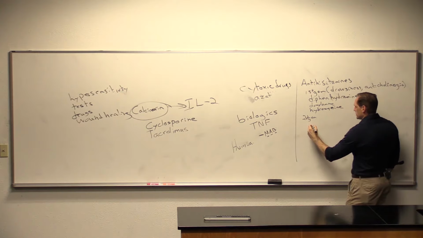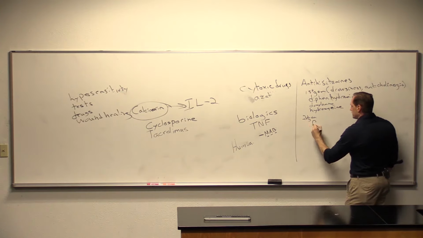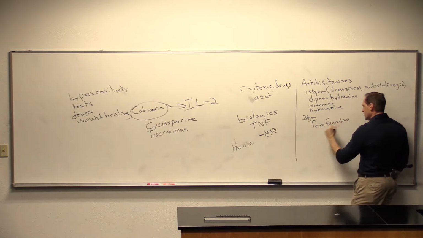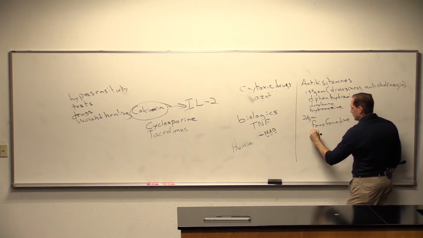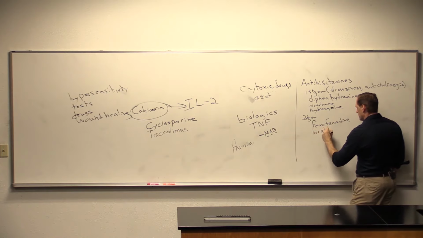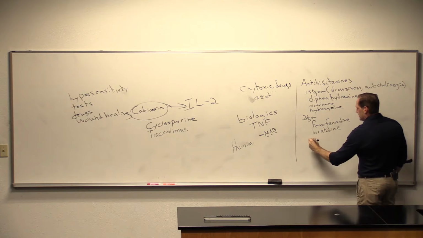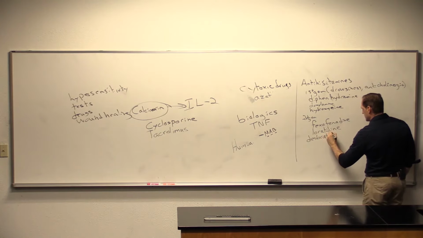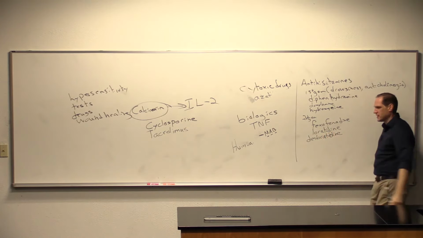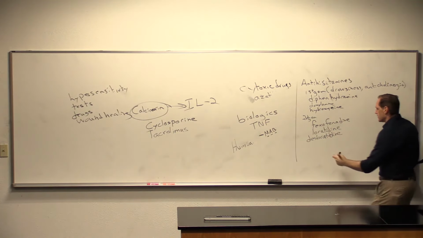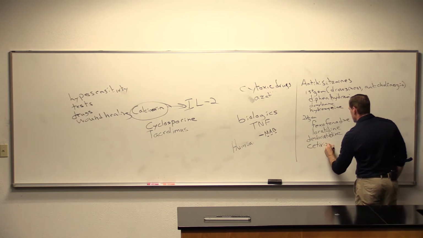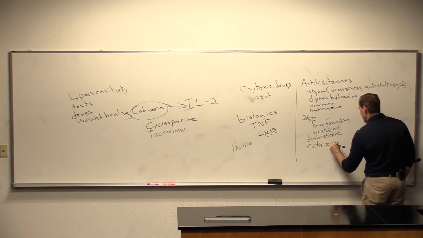All right, second generation. So these include fexofenadine, which is better known as Allegra. And then we have loratadine, which is better known as Claritin. Then we have something called desloratadine, which is the active metabolite of loratadine, which is called Clarinex. Then we have cetirizine, which is better known as Zyrtec.